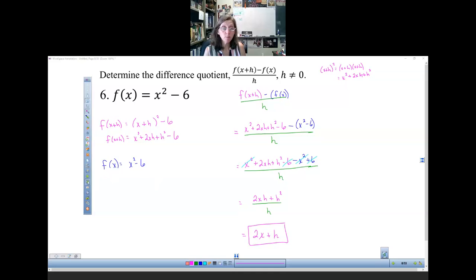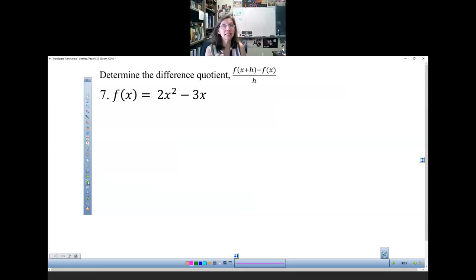So we're going to do one more of these just because I think this is a huge concept and I just want to make sure that you really understand how to do it. This one is different because I have two x's in it. All of the previous problems only had one x in them. And so that makes this one just a little bit different.